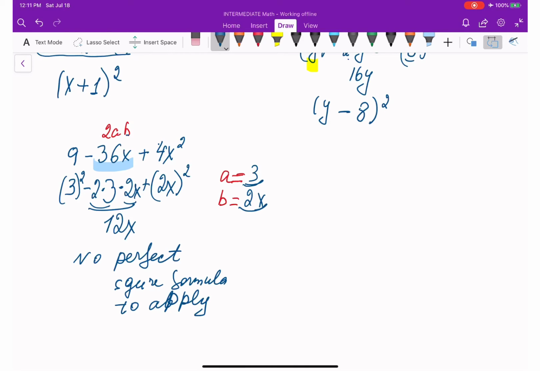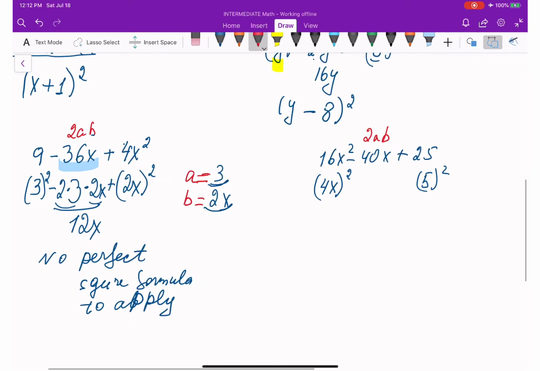16x squared minus 40x plus 25. So let's say I'm representing 16x squared as 4x squared, and 25 I represent as 5 squared, right? So let's check here 2ab. A is 4x, B is 5. Let's see if we get 2ab, we get 40x.